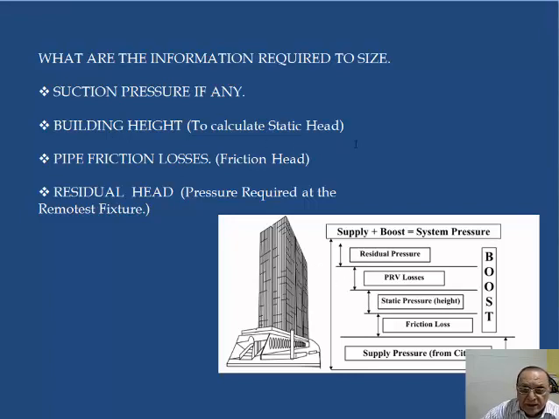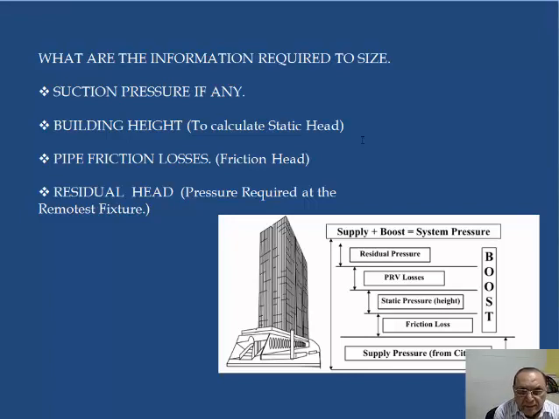So building height is required to determine static head, where the pumps will be installed, from the outlet of the pump to the remotest or highest fixtures which require the water demand, giving the total static head. Pipe friction losses, that is the friction head, will be calculated on the basis of the longest route of the pipe to supply the fixtures.